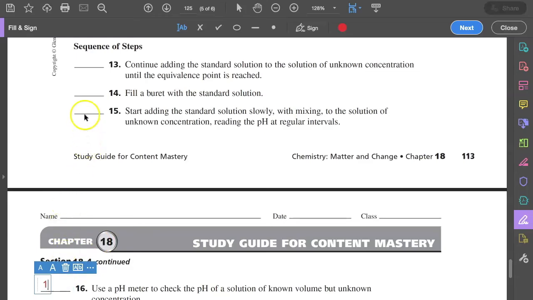Number 2 would most likely be this guy right here. Fill a burette with a standard solution, the titrant, as we call it. And then, 15 and 13, start adding. That would give us 3, right? That would be the third step. Start adding the standard solution slowly. And finally, the last one would be number 4. Continue adding until the equivalence point is reached. All right, so there you go. So 4, 2, 3, 1 would be the order there.